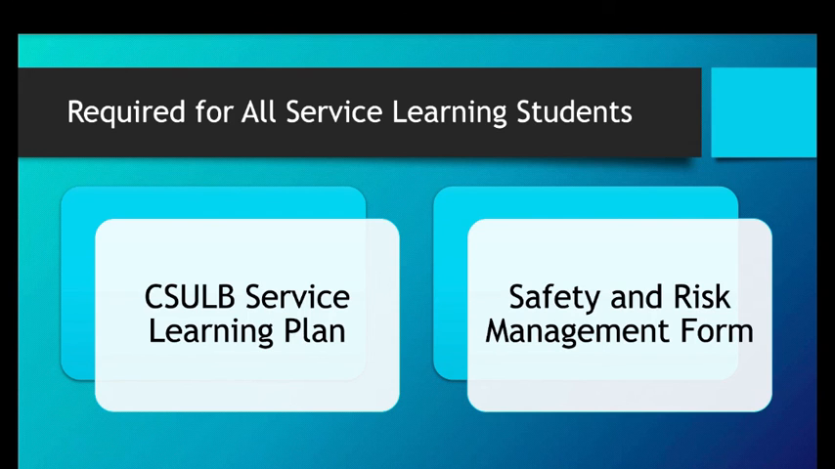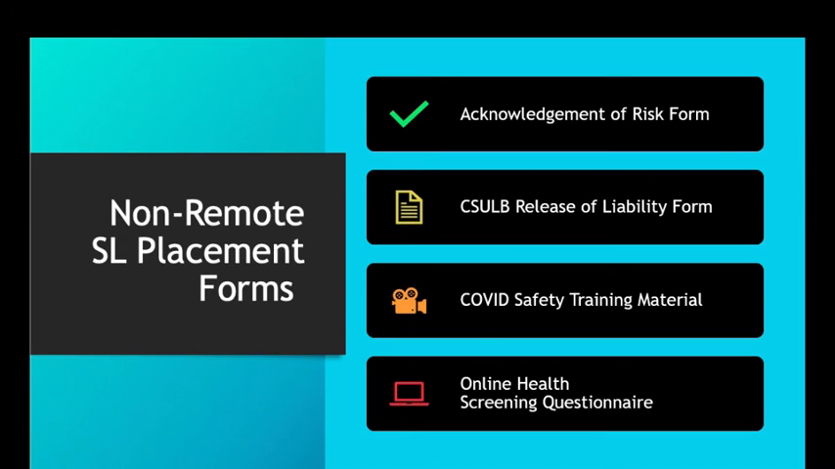In addition to the required sign-up forms, which are the CSUOB Service Learning Plan and the Safety and Risk Management Form, you will have to submit four additional forms, which are the Acknowledgement of Risk form, the CSUOB Release of Liability form, complete the CSUOB COVID training material, and do the online health screening questionnaire.